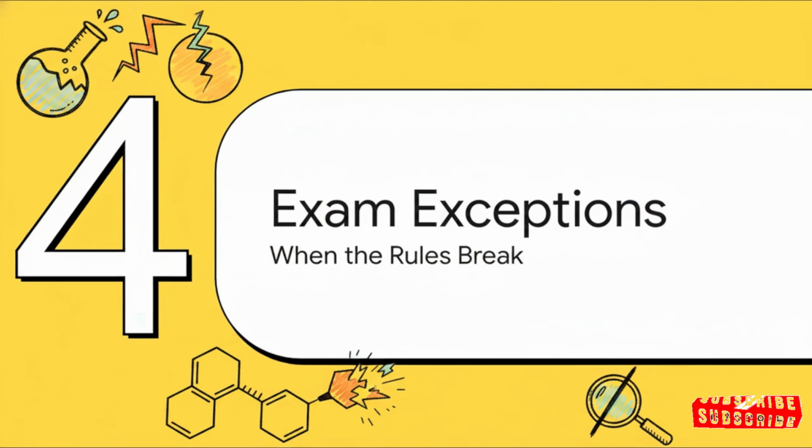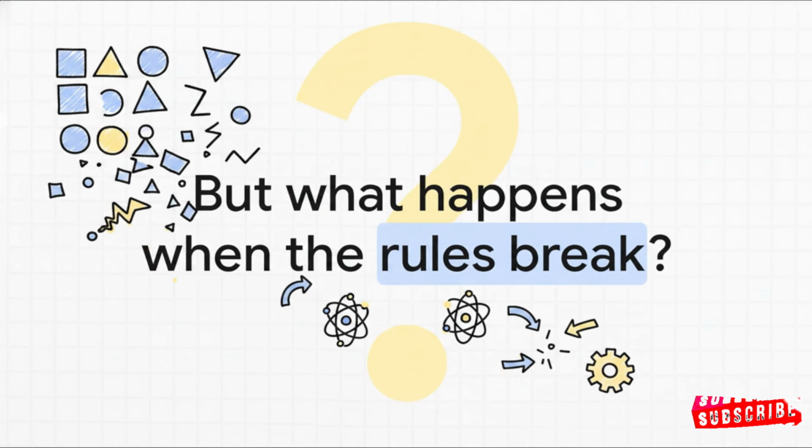Which brings us to Section 4, Exam Exceptions. What happens when those rules break? Because let's be real, your professors aren't just going to test you on the neat, tidy rules. They absolutely love to test the anomalies. When the trends we just established suddenly glitch, that is the exact moment where the difference between an average grade and a top score is decided. You have to know why the rules break.